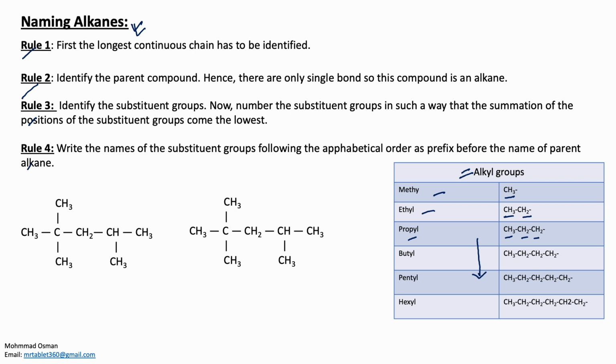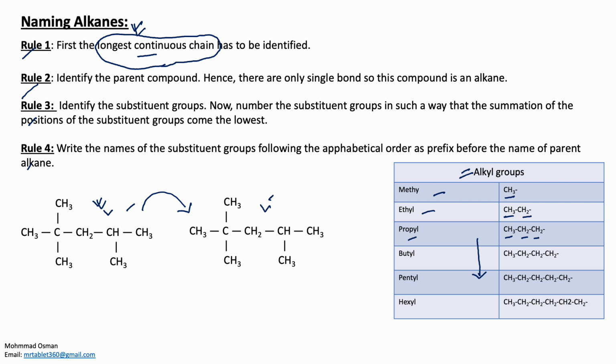Rule number 1 tells us we need to first identify the longest continuous chain. So let's look into this compound. This compound and this compound are the same. I have drawn this twice, and I'll show why later. But for the timing, let's focus on this one. Both of them are the same.